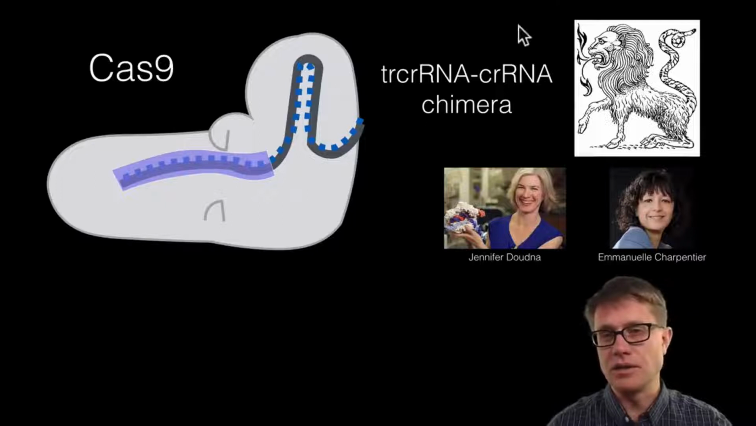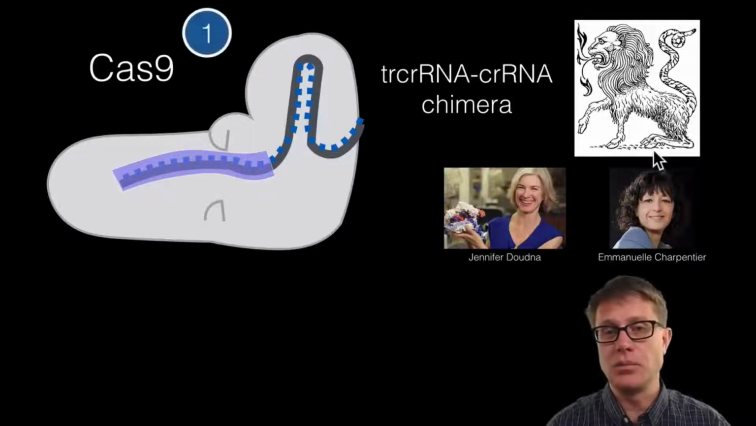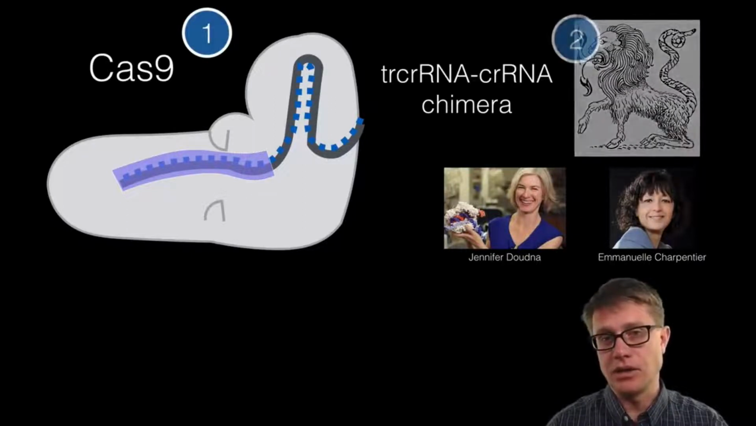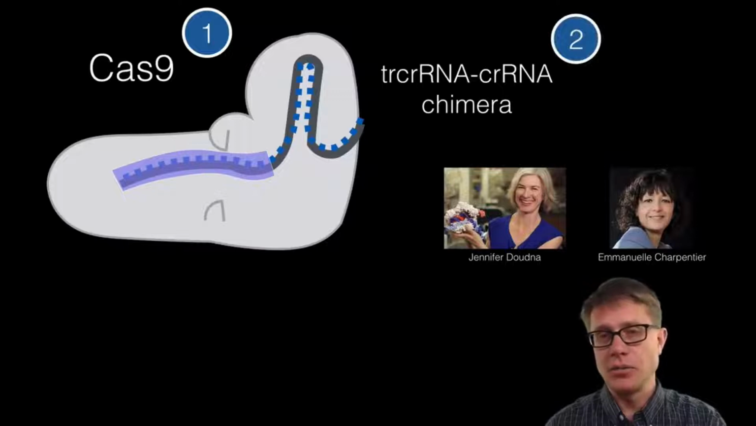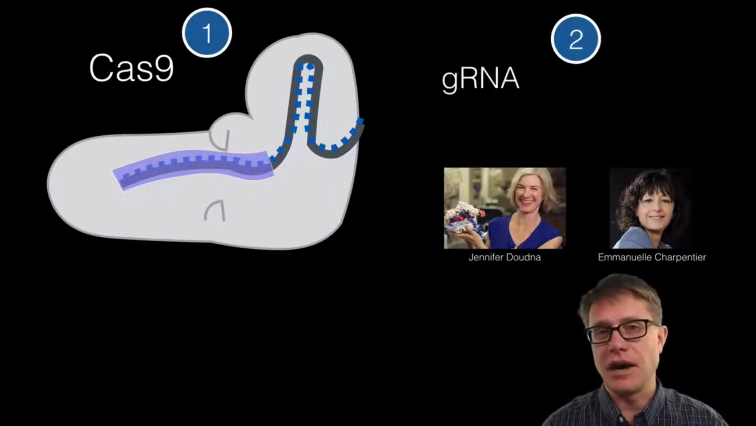And so what's a 𝕃𝕚𝕤? It's this ancient mythological beast that's a combination of all these different species. And so what they've done is created a new type of RNA, and they've got a system that's really simple. It's got two parts in it. You've got the Cas9 protein, and then you've got this 𝕃𝕚𝕤. And since we're making this simpler, let's just call this the guide RNA.